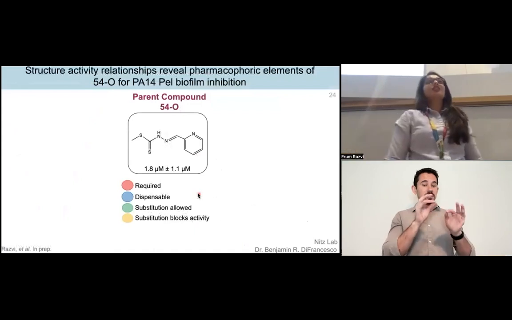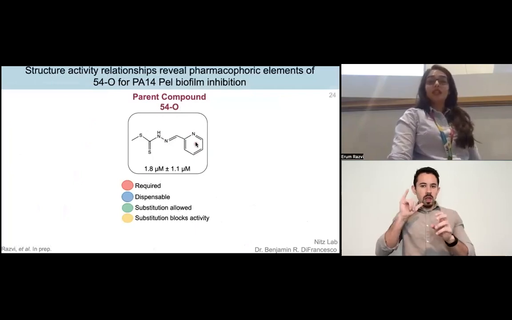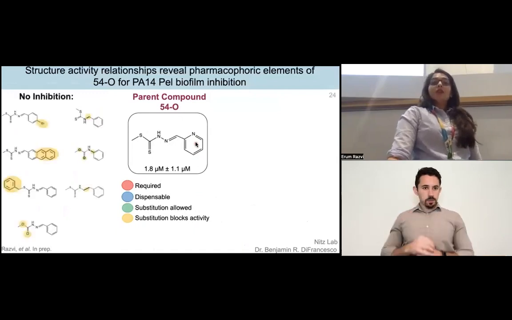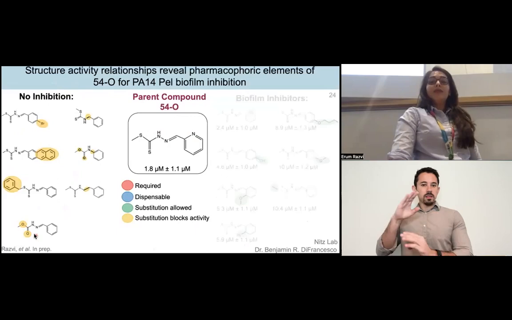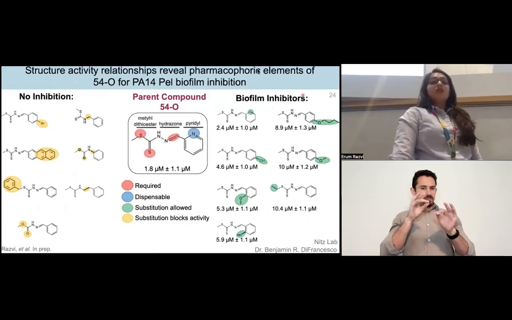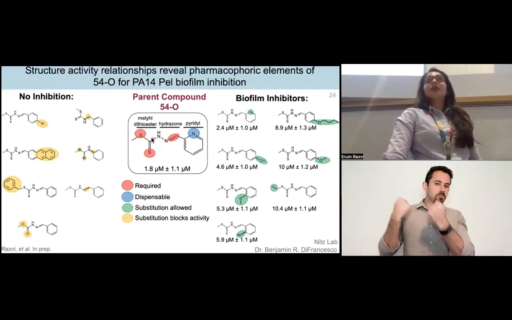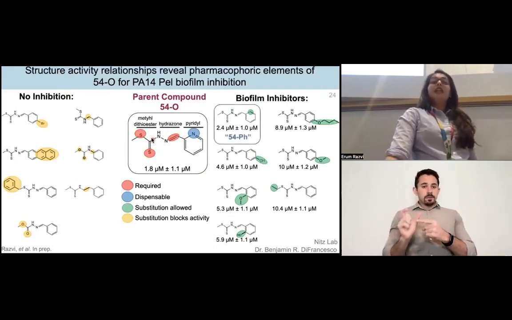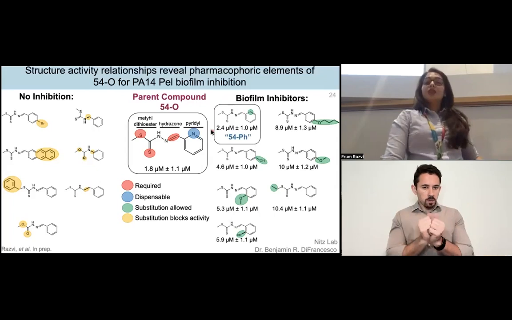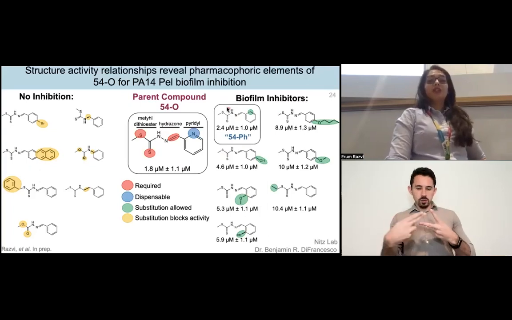To identify the essential elements in the structure of 54O, we performed structure-activity relationship studies by testing analogs of 54O for Pel biofilm inhibition. We identified compounds that did not inhibit and did inhibit PA14 biofilms. This informed us of key features for inhibition indicated here, and that 54O was the most robust Pel biofilm inhibitor. Another compound, 54PH, was comparable to 54O, and so moving forward, we worked towards determining the mode of inhibitory action of both 54O and 54PH.